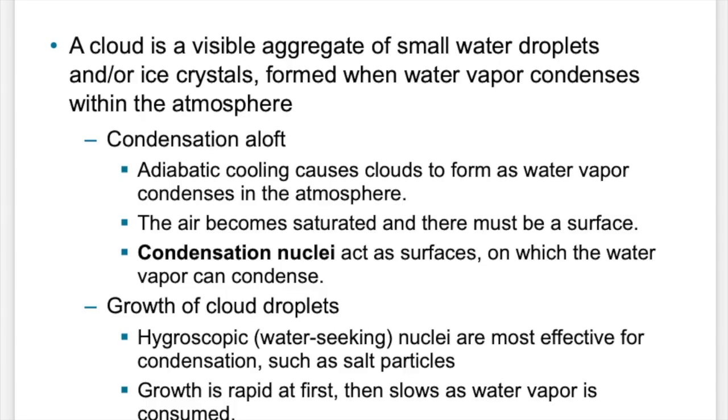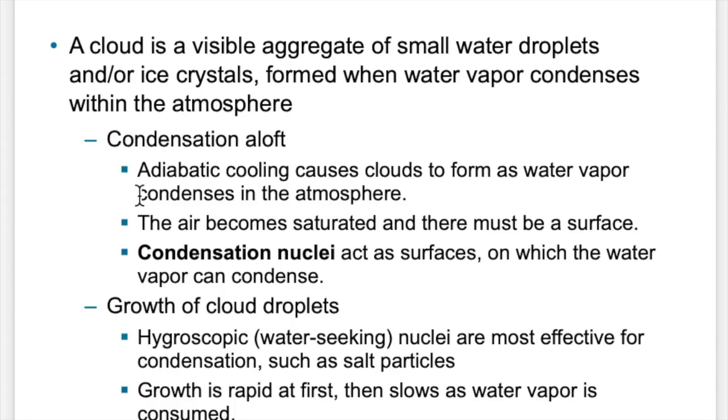Well, a cloud is a visible aggregate of small water droplets and/or ice crystals formed when water vapor condenses within the atmosphere. So, for clouds to form, we need to have air rising, and this is known as adiabatic cooling. When air rises, it will cool and reach its dew point temperature and the air will be saturated. So, adiabatic cooling causes clouds to form as water vapor condenses in the atmosphere.